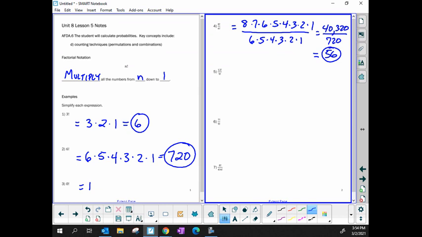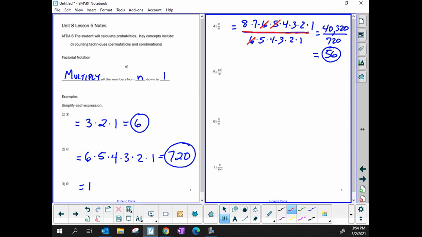Okay? When you have a fraction with factorial, what I want you to do is look for numbers on the top and the bottom that will cancel each other out. When you have a fraction, if you have the same number on the top and the bottom, they will cancel each other out. So when I look at my 8 factorial over 6 factorial, what numbers do I have on the top and the bottom? Well, I have 6 on the top and the bottom. So the 6 on top will cancel out the 6 on the bottom.